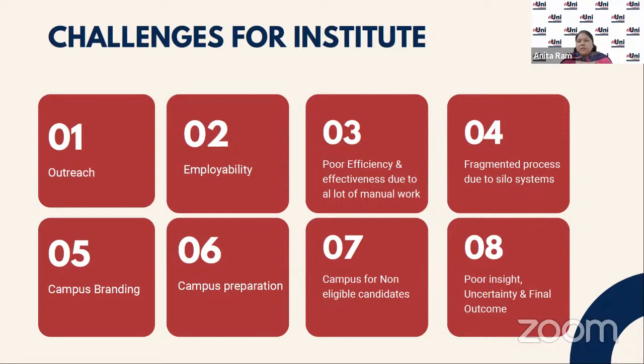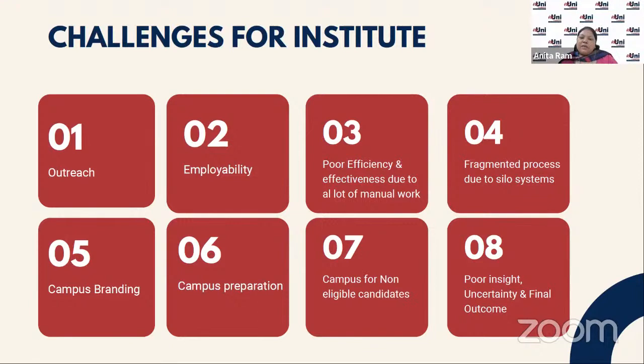Then the fragmented process due to the silo system to manage the entire process of campus placement in a fragmented fashion. Then campus branding, again, one of the challenges. Then the campus preparation, where students need to be prepared to face the interview. Then campus for non-eligible students, again, one of the most important challenges that most institutes from the tier two cities are facing. And then the poor insight of this entire activity, what's happening.